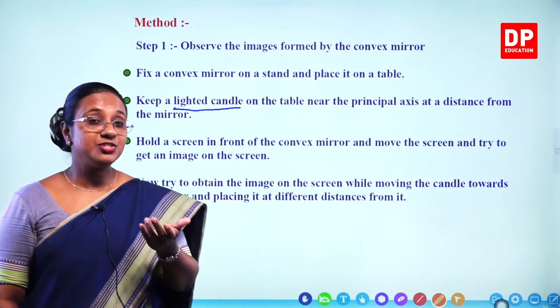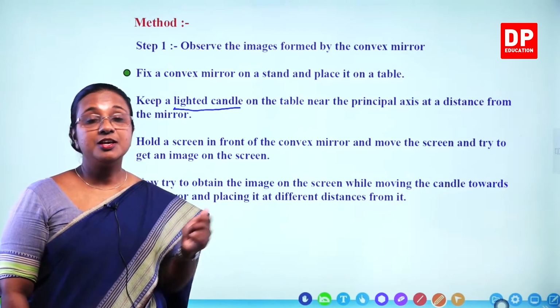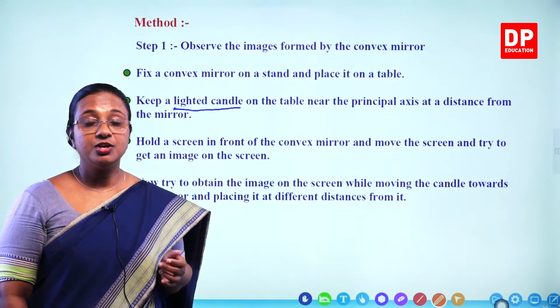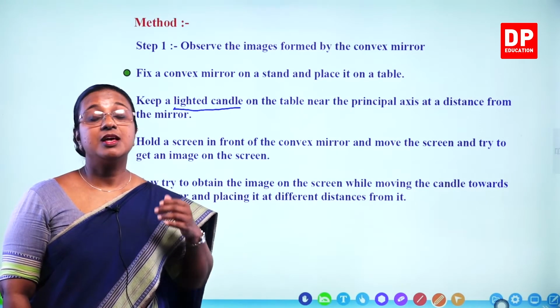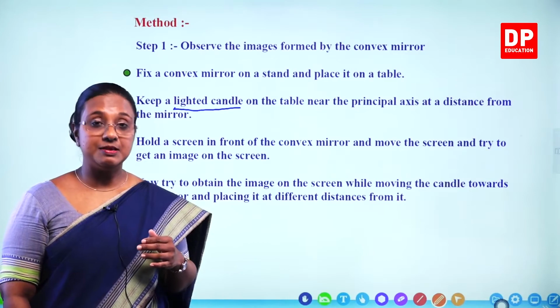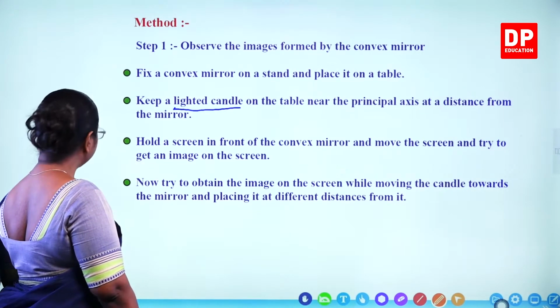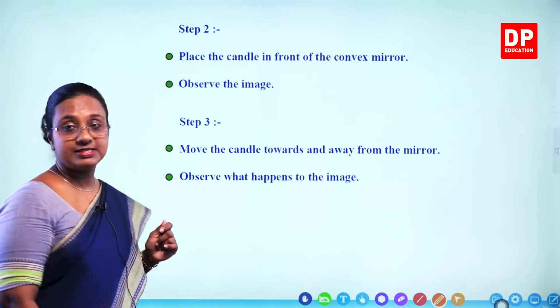I am sure students you already know this. We will not be able to get an image on the screen. So the convex mirrors never form a real image. But we will still do the activity. Then after that, we move on to the second step.